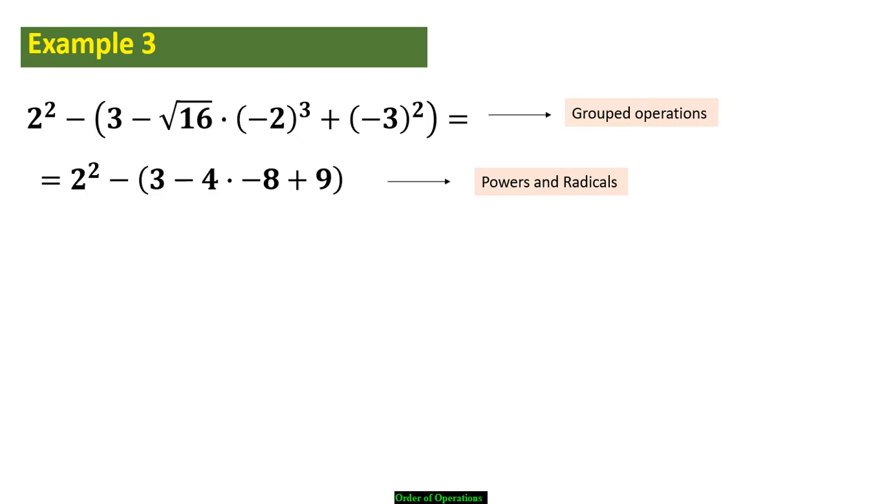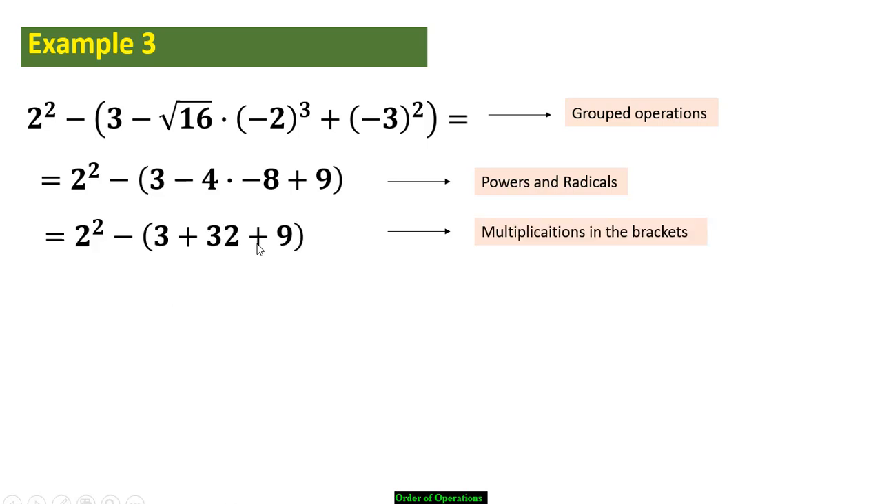We only have multiplications in the brackets, so we're going to solve the multiplication, that is minus 4 times minus 8. You have to write again 2 to the power of 2 minus, and you continue solving the operation inside the brackets. Remember the sign rule, that is minus and minus is positive. So 4 times 8 is 32.